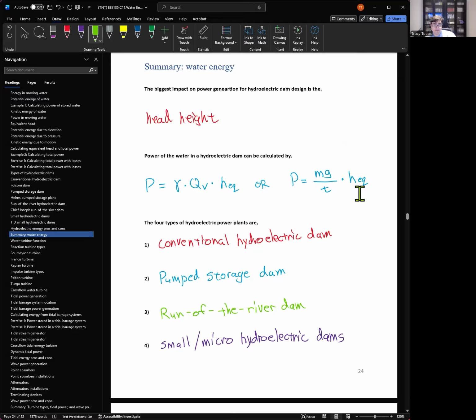There are 4 types of hydroelectric plants we use. 1, conventional hydroelectric dam, by far the most popular one, also the oldest. 2, pump storage dam, very neat, kind of rare, but if you can install it, it's pretty good. 3, run-in-a-river dam. This is smaller, but you sprinkle them everywhere you can. And 4, small hydroelectric dams, which again, if it's convenient, install it, get some free energy, and I'll be happy, right?